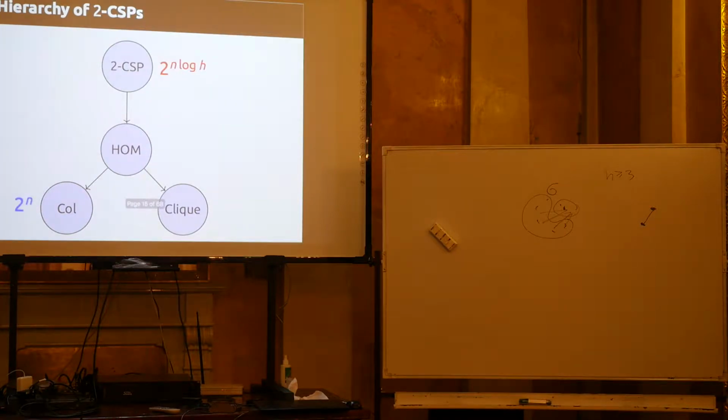On the other hand, for this super general problem, we know a lower bound of 2 to the n log h under the exponential time hypothesis. Again, I'm ignoring the constants in the exponent. N is the number of variables and h is the size of the alphabet there. It is probably even significantly more general than homomorphism.